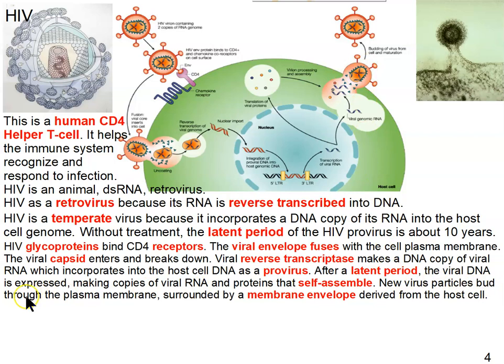So new virus particles bud through the plasma membrane, and they surround themselves by a membrane envelope that's derived from the host cell. In other words, as they're budding, they wrap themselves in the host cell plasma membrane.